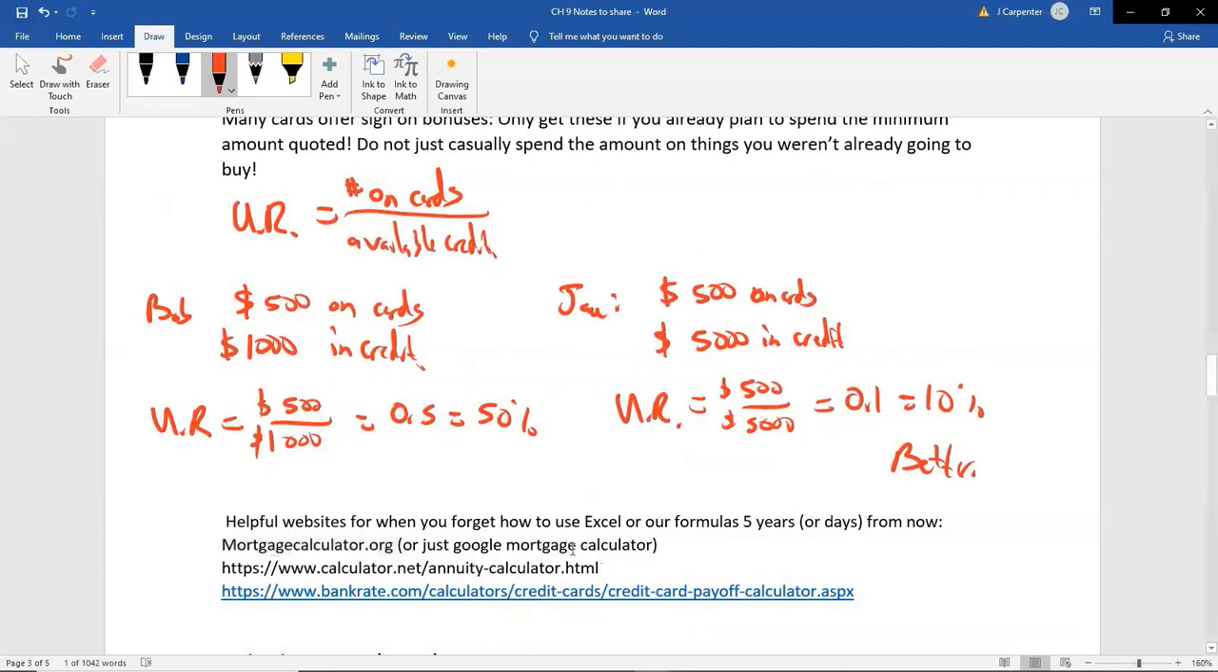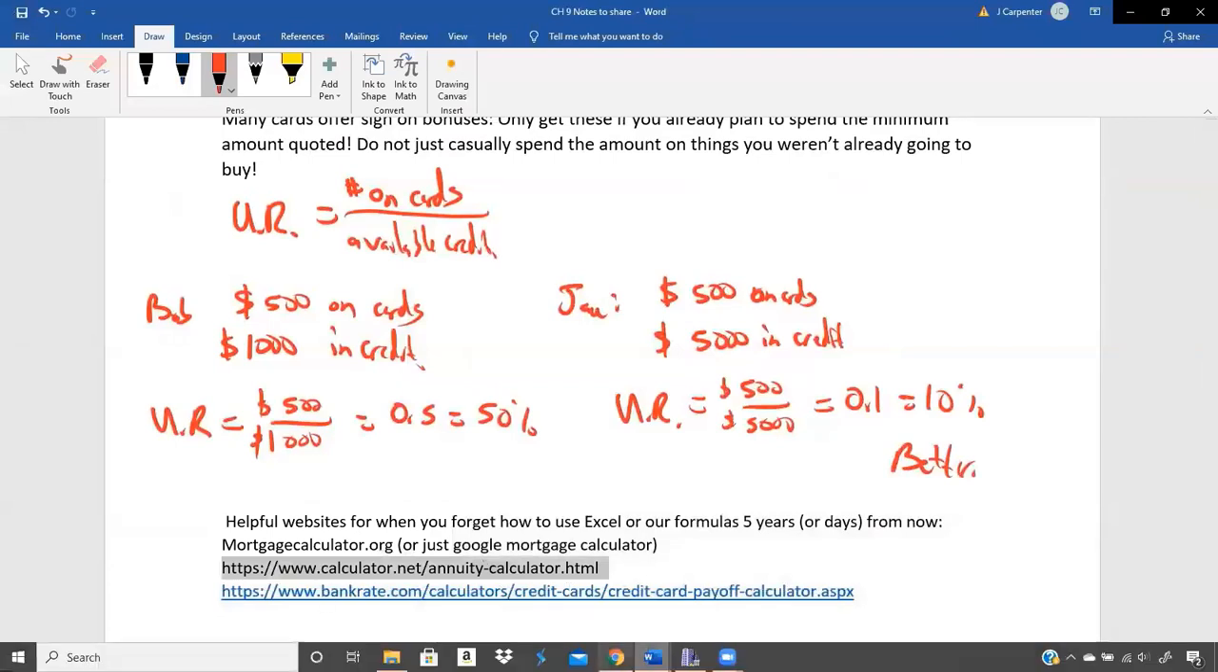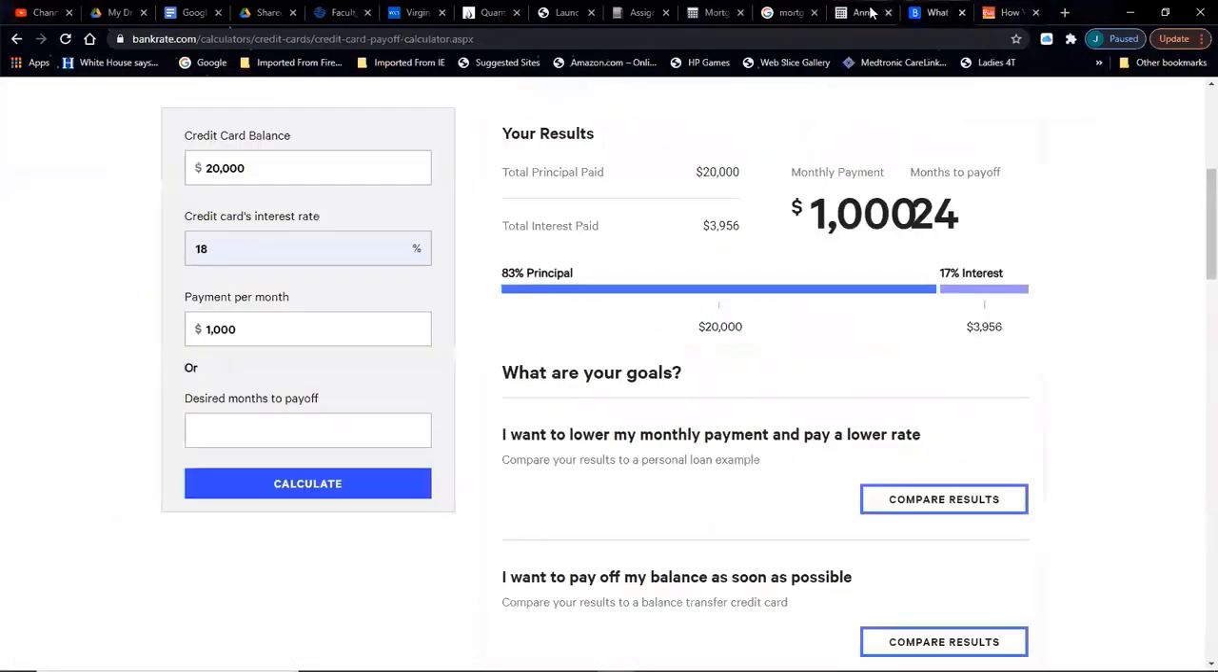Your annuity calculator, I said there's 2 different types of annuity calculators, so maybe really specifically use mine there. This credit card payoff calculator is awesome. Let's go back to the credit card payoff. That's what we'll finish this with.